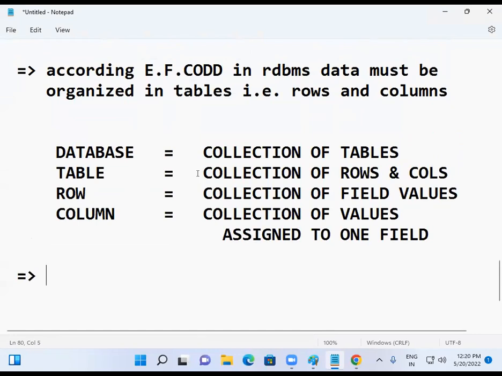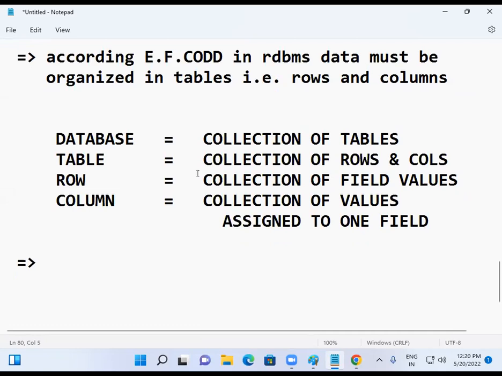So in RDBMS, if you want to store something, first what you have to do is create one table. You want to store employee data? First create one employee table, then store the data. You want to store customer data? First create one customer table, and in the customer table store the customer data. So to store something in a database, first create one table.